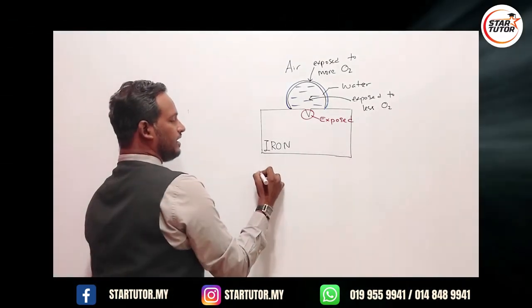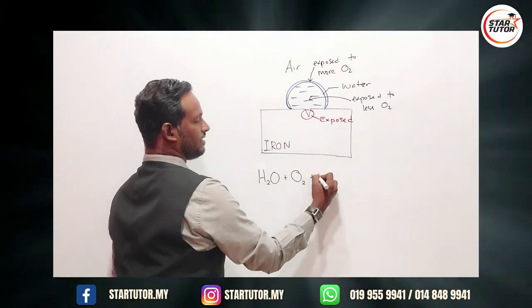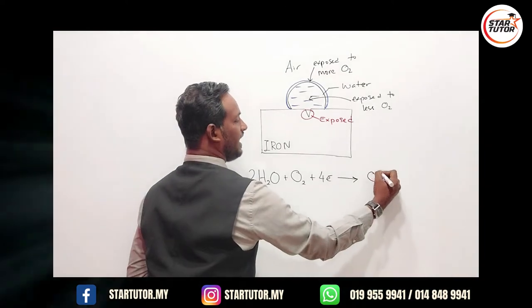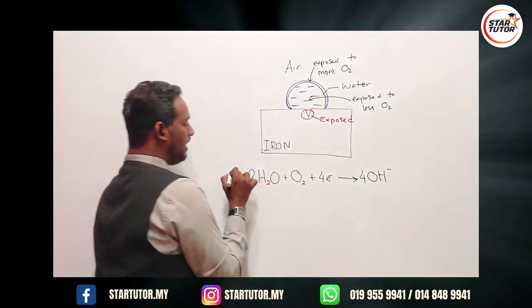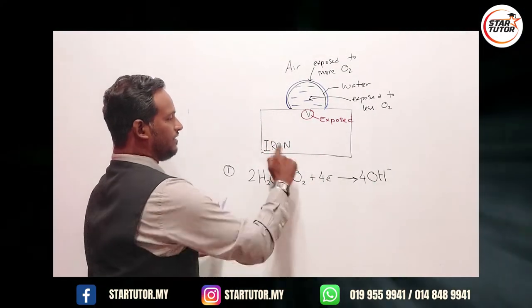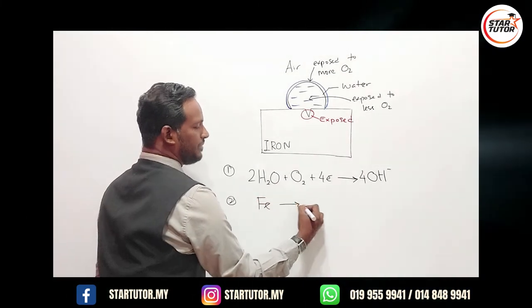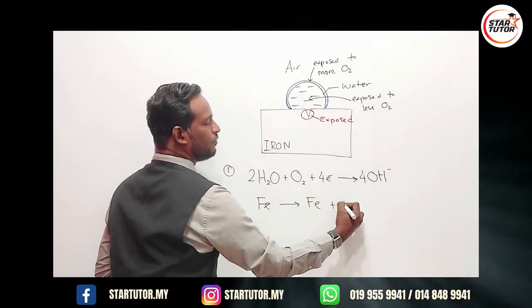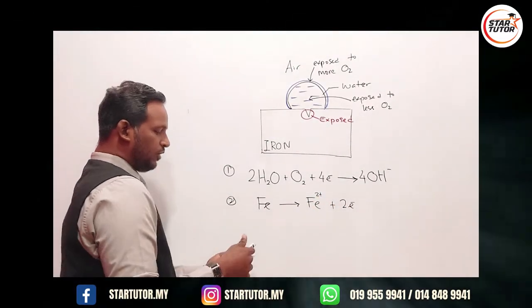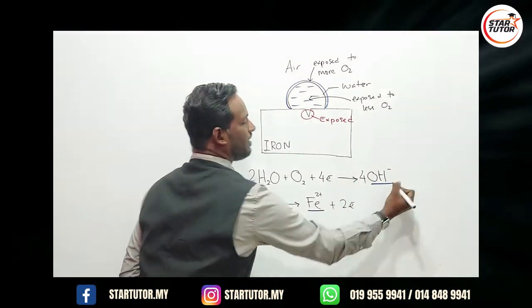What happens? The water with your oxygen, this is your first half equation, produces this ion. What ion is this? Your hydroxide ion. Iron ni pula, this is your besi. Half equation number 2. Besi ni akan membebaskan 2 elektron untuk menjadi Fe2+. So sekarang apa kita ada? We got the iron 2+ ion and the hydroxide ion, betul?